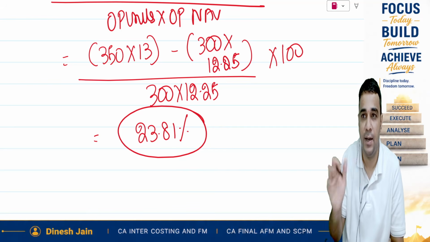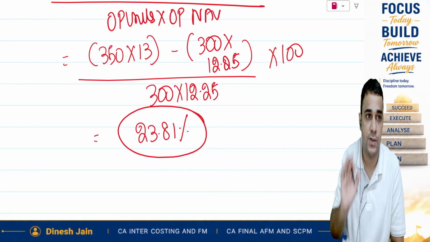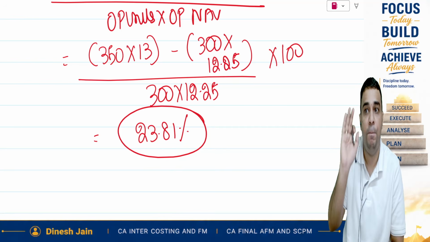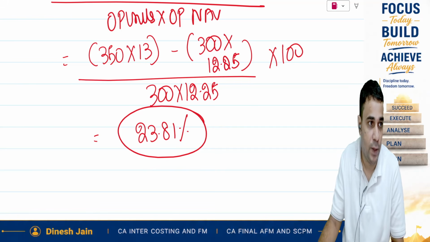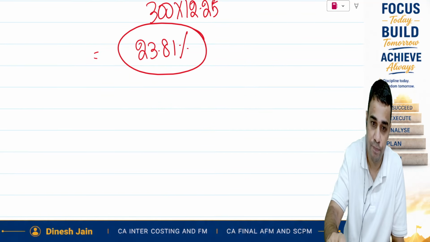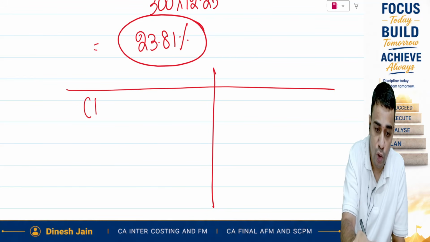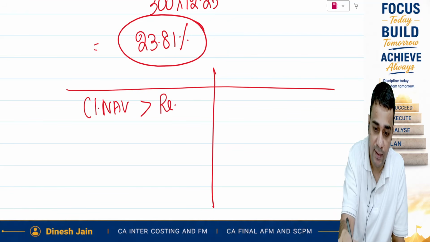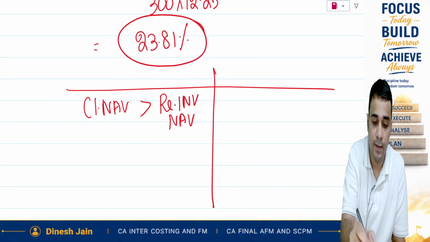Part 3, which is better? Self-explanatory as of now. In our solution, payout plan looks better. Understood till this? Okay. Now the main crux is this. Closing NAV greater than reinvestment NAV. Can you tell me what is the closing NAV?